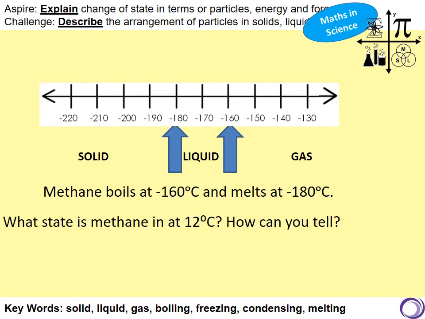Well, in this case, 12 degrees centigrade would appear on a number line far to the right hand side and well into the gas region. So therefore, at 12 degrees centigrade, methane would be a gas.